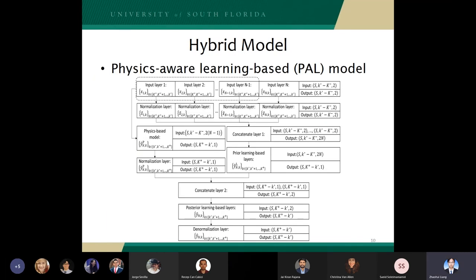Then we integrate the physics. We propose the physics-aware learning-based, PAL, model to integrate the physics and the learning-based model. All the inputs.